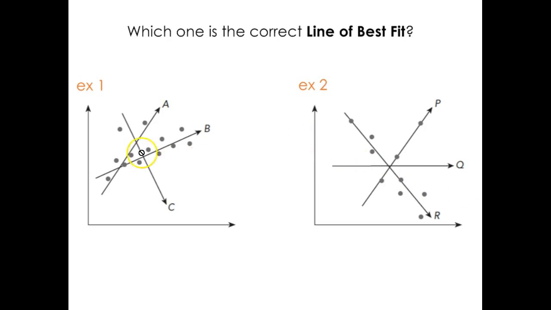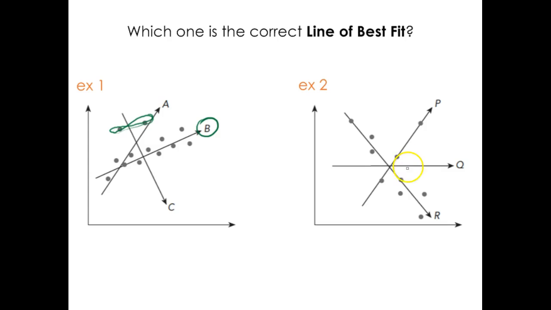Okay, so this just gives a real simple example of what a line of best fit should look like. If you can see, there are 3 lines here and a bunch of data. And these 2 are kind of on the outside here, but most of the data is collected along line B. So in this case, line B would be the best fit line.